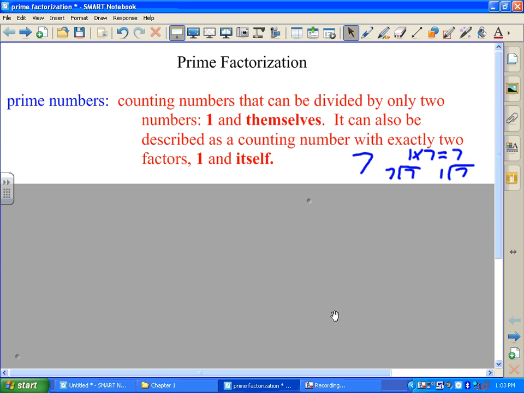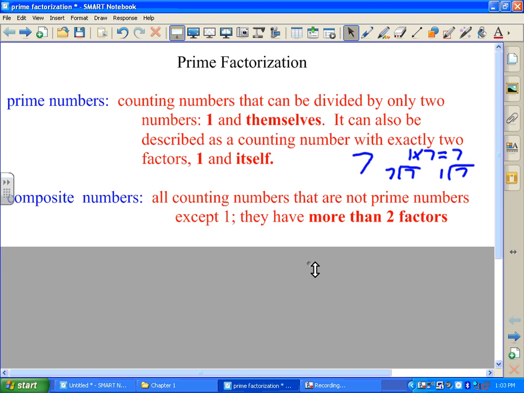Okay, the next one is composite numbers. Now, once again, we learned yesterday what a composite number was, and a composite number has more than two factors. All counting numbers that are not prime numbers except for the number 1. All right, they have more than two factors. Okay, so the word goes in the first box. The definition goes into the second box.